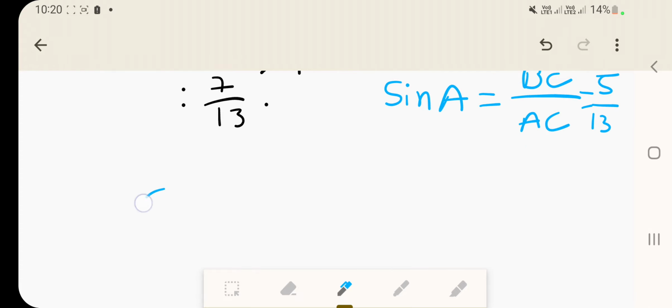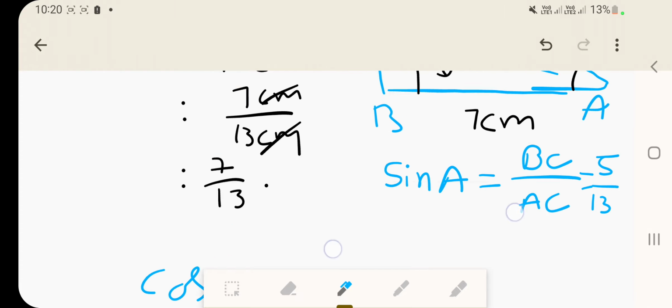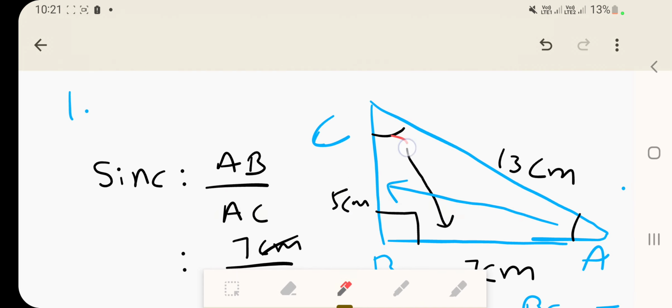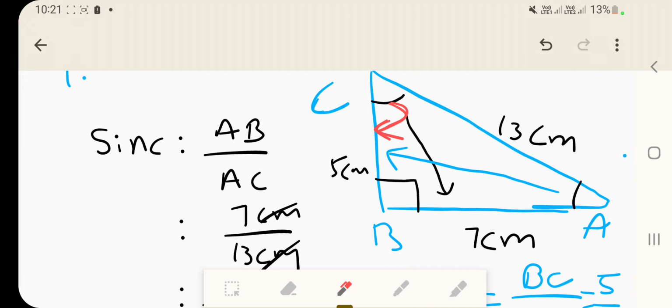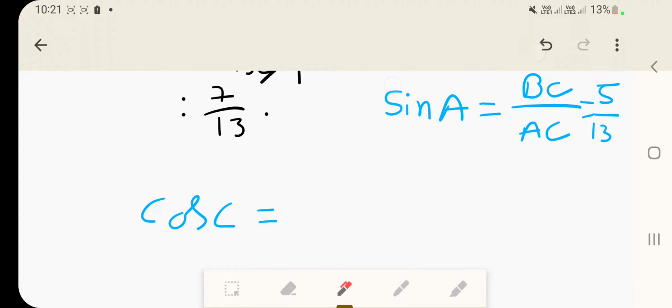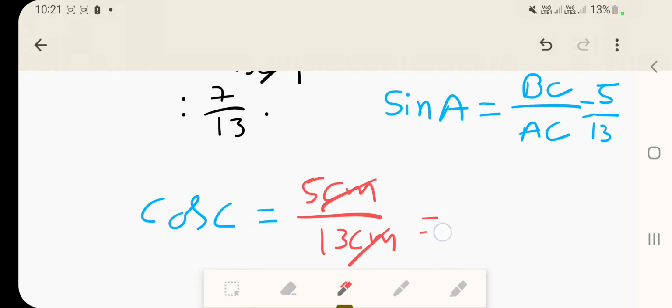Similarly, if they ask what is cos C, whenever we want to find the cos of an angle, we have to find the length of the adjacent side. Adjacent to angle C is BC. The length of the adjacent side BC, divided by the hypotenuse AC. So BC is 5 centimeters and the hypotenuse is 13 centimeters. Again centimeters cancel since it's a ratio, and 5 by 13 is cos C.